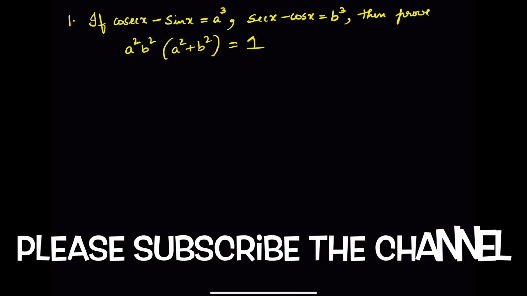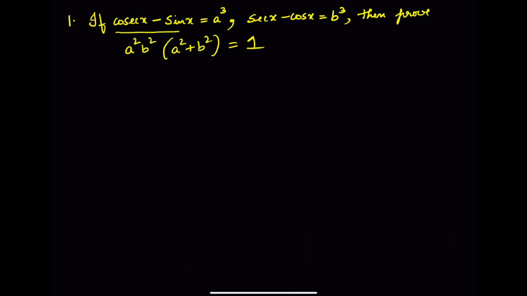Okay, now let's try to find the first proof. The information given to us is cosecant x minus sin x is a cube and secant x minus cos x is b cube. We have to prove that a square b square times (a square plus b square) will result to 1. Before we start the proof, we have to find the individual values of a and b. Once we find out what a and b are, then we can apply them in this equation. So let's do that first.